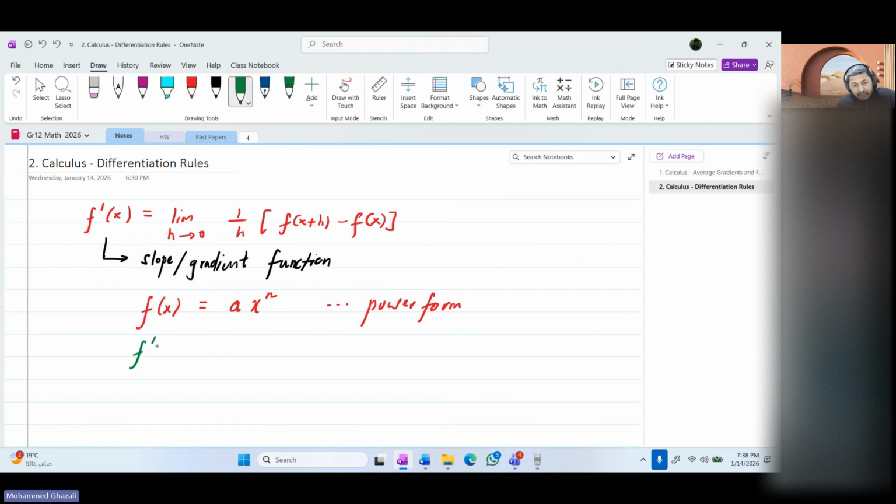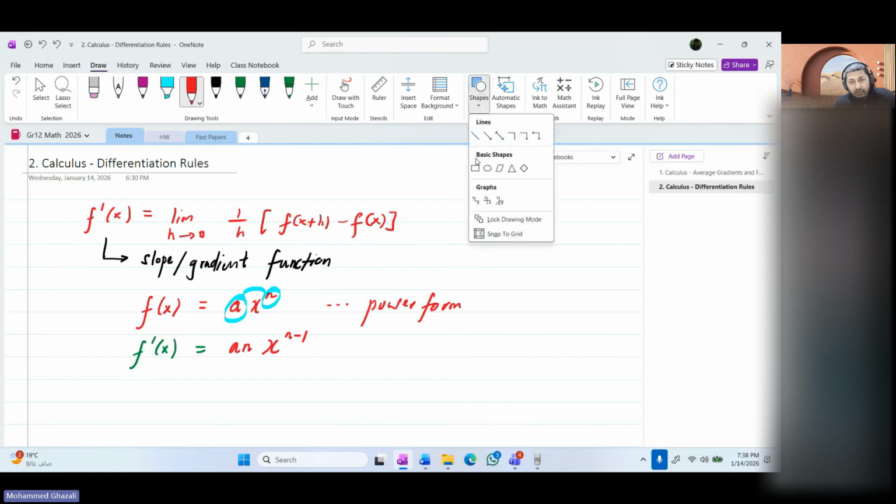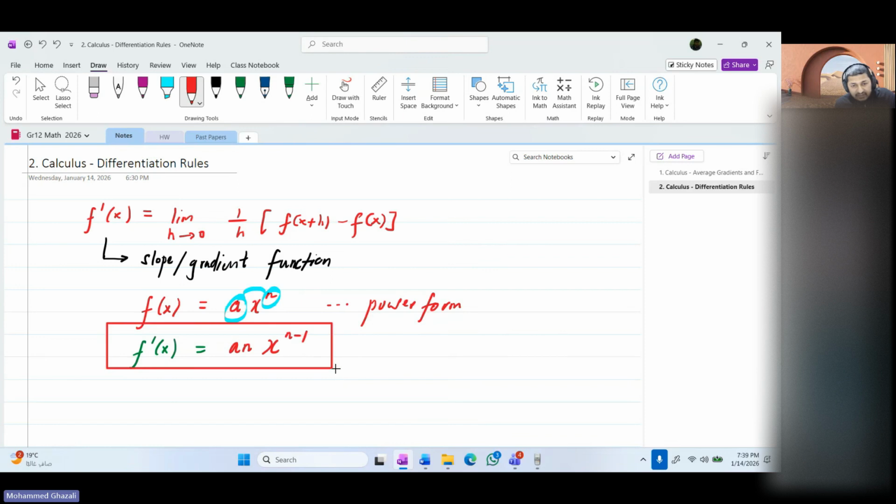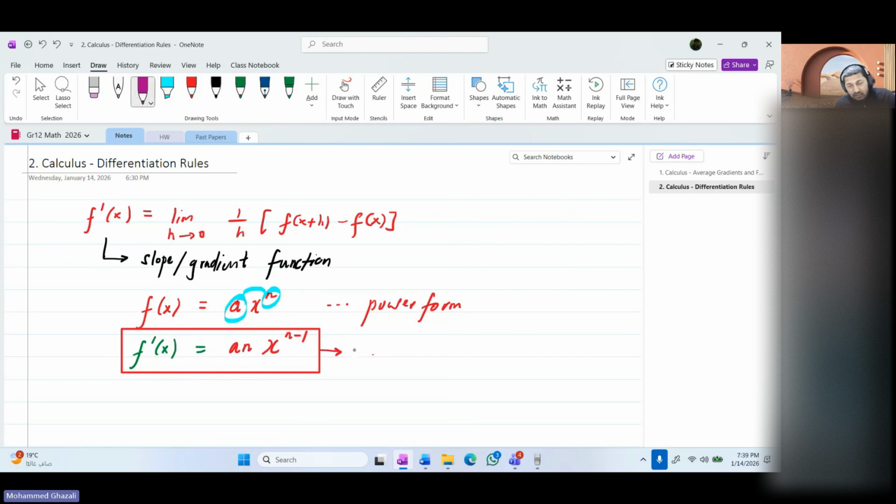So to find f prime x, we take the a value and the n value and multiply them out. So a times n is a n, and take away 1 from the power. So you say x to the power n minus 1, and that's it. This is the basic formula for differentiation. This is the only formula that you need to know for the entire calculus course, right? And remember what this here represents. This here also represents the slope function, slope or gradient function.